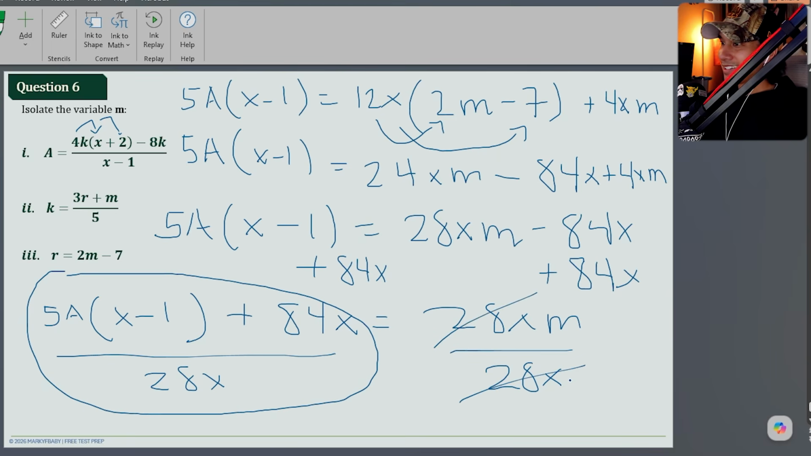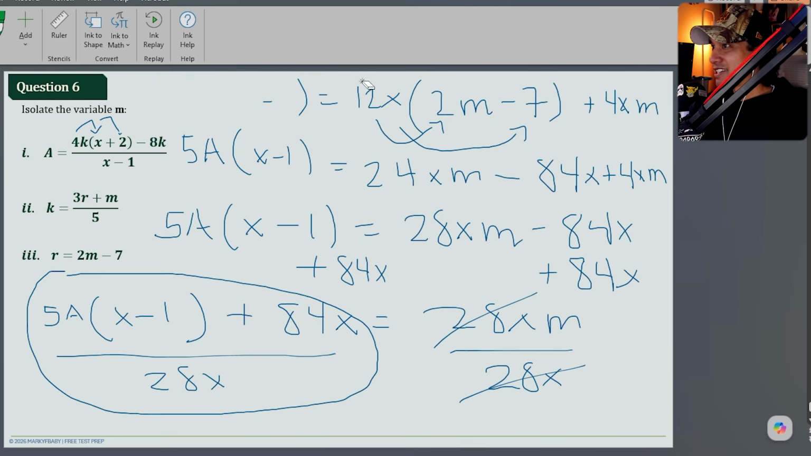My gosh, that took me forever. And let's just make sure that is right. 5a(x minus 1) plus 84x over 28x. There you have it, folks. That's the right answer. That was hard. Okay, it took me like 5 tries to get this. All right, this is isolating for m.